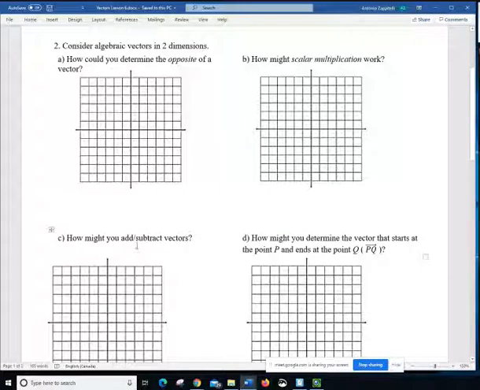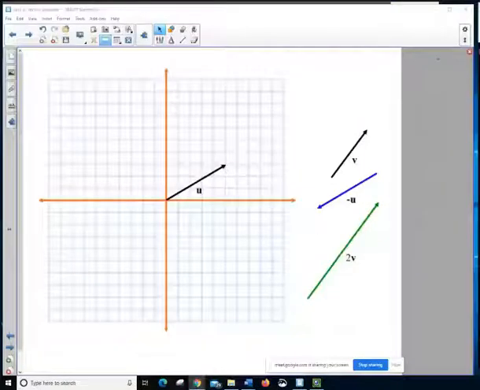So what I want you to do is take a bit of time here to think about this. You might start with an example like a particular vector, 3, 4, but try to come up with a way of describing the opposite, a scalar multiplication, the sum or difference of vectors using a more general statement. And then lastly, think about how you would determine a vector that starts at one point and ends at another point.